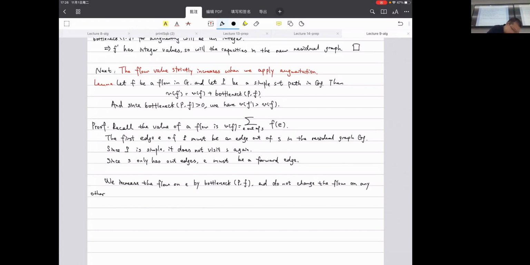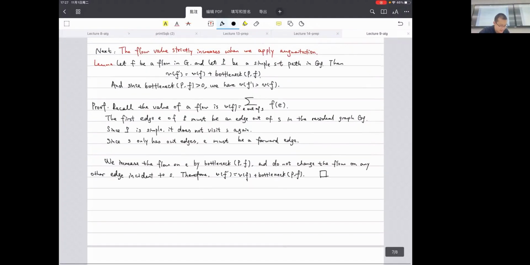Basically, we need to be careful about this definition of e out of s. But in general, since e is the only edge leaving s here, we are not changing the value of the flow on any other edge incident to s. So therefore, we know that v(f prime) equals v(f) plus the bottleneck of P and f. And this finishes the lemma, and we correspondingly know that the value is going to strictly increase.